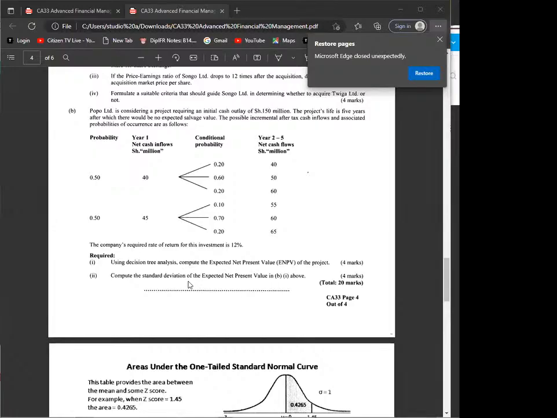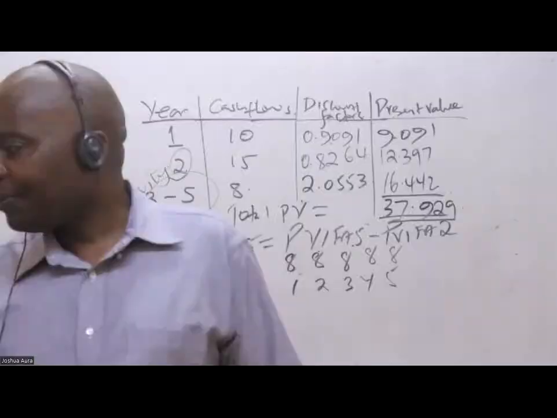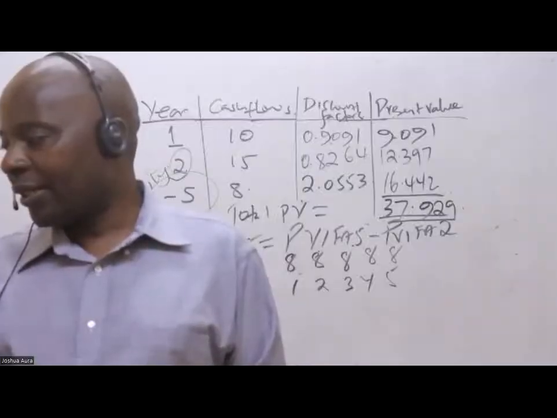And then they wanted us to compute the standard deviation of the expected net present value in B1 above. Of course, if you got 0 in 1, you must have gotten 0 in 2. So you got 0 out of 8. So let's do this question. First of all, we draw the tree.